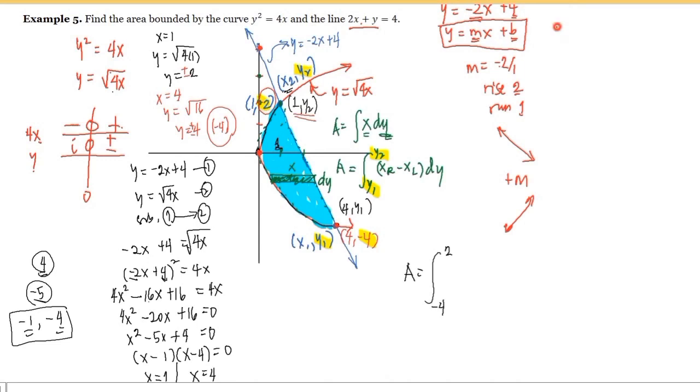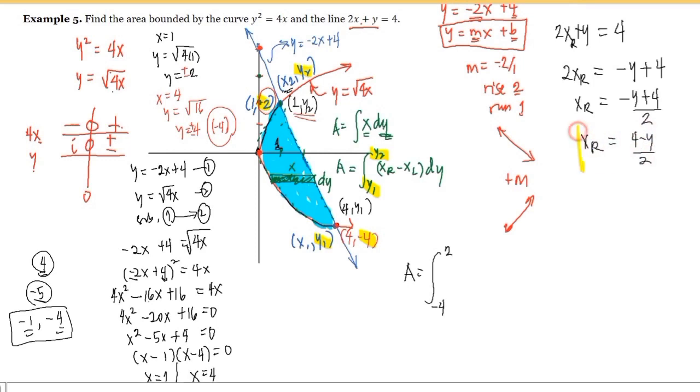So, if we have 2x plus y is equal to 4, since this is our x right, no? So, magkakaroon tayo ng 2x is equal to negative y plus 4. So, we have here x to the right is equal to negative y plus 4 over 2. Or pwede naman nating sabihin na yung x right natin ay 4 minus y over 2. Okay? So, ito yung x right natin.